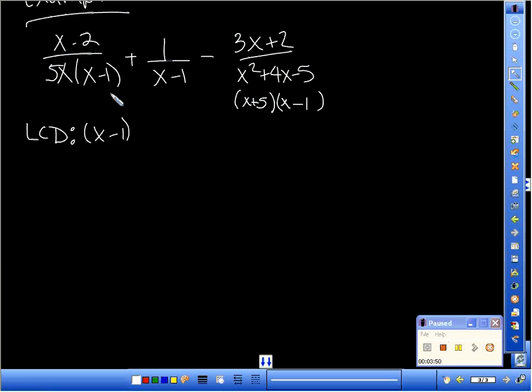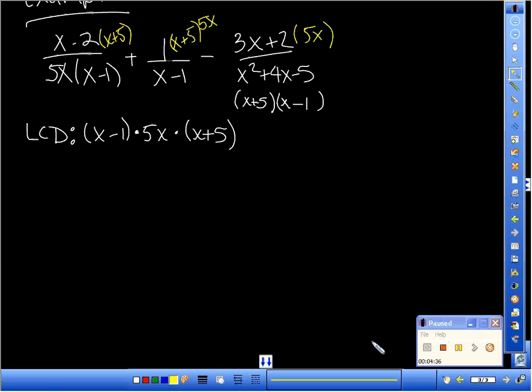So now, if I take that out of each denominator, what's left in this denominator? 5x. And what's left in the last denominator? x plus 5. Okay. So, what do I need to multiply my first fraction by? x plus 5. My second fraction I need to multiply by x plus 5 times 5x, because it only has the x minus 1 in the denominator. And then the last fraction I need to multiply by 5x.